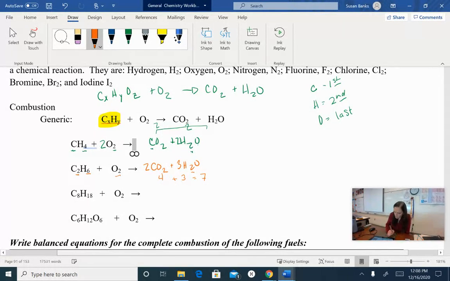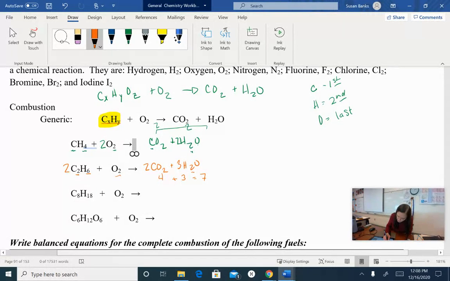Can I do 7 out of groups of 2? Is 7 divisible by 2? It gives me 3.5. Can I put a half, 3.5? No, I need whole numbers. So what I'm going to need to do is go back and double everything.